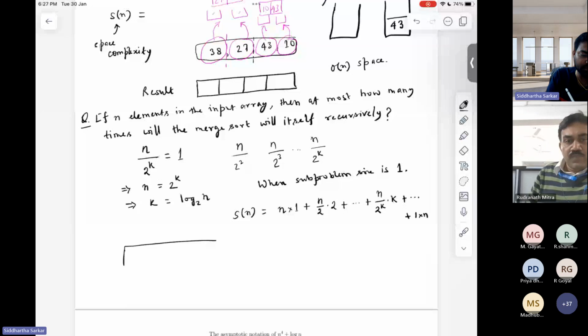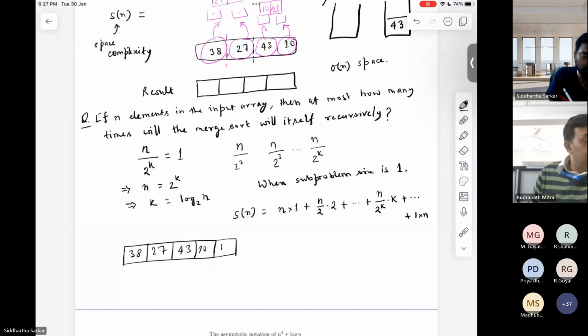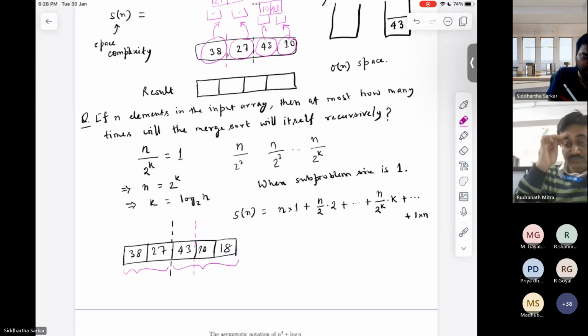So for example, let us take five numbers. Let us say instead of 4, we have five numbers: 38, 27, 43, 10, and, I don't know, 18. Then we can decide whether we want to partition here or here. So we can either have a subproblem of size 2 and 3, or a subproblem of size 3 and a subproblem of size 2.